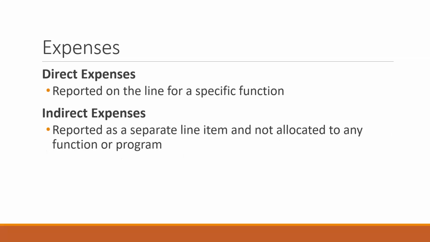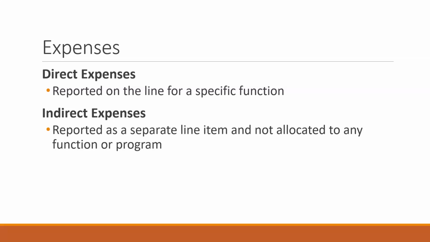We have direct expenses and indirect expenses. Direct expenses are reported under each individual specific function, where indirect expenses are reported under the general government's operating activities.